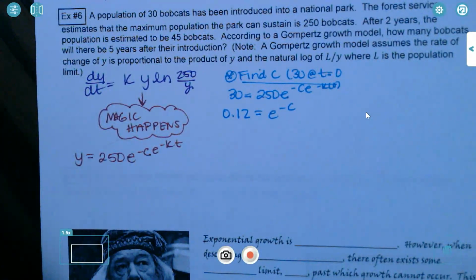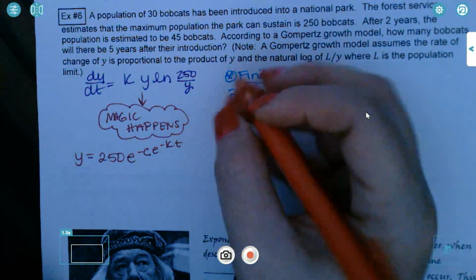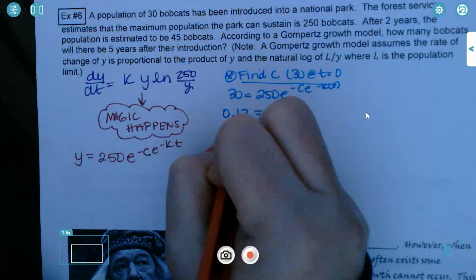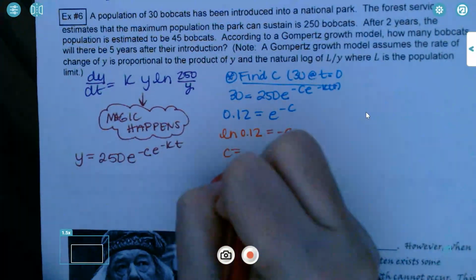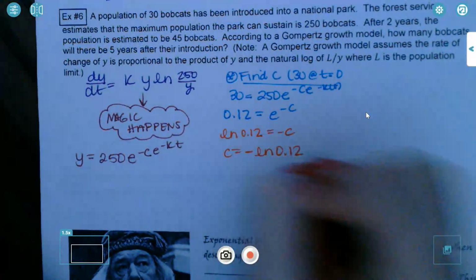Take the natural log of both sides like we do often. Get rid of the e, so we're going to have ln of 0.12 is going to equal negative c. So ultimately c equals the negative ln of 0.12. So we found c. Now let's go find k.